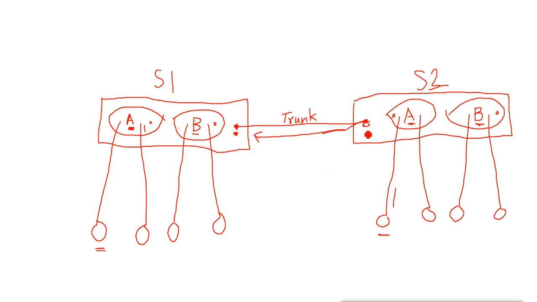So if I convert this port into a trunk port, I will give the command switchport mode trunk. That means I have converted this port into a permanent trunk. So when it becomes a permanent trunk, it will start working as a trunk, and also it will start negotiating.